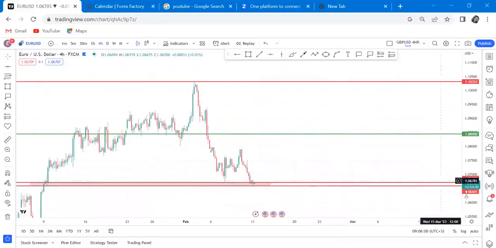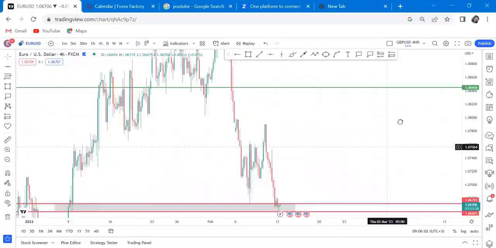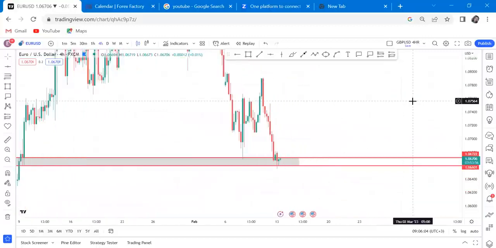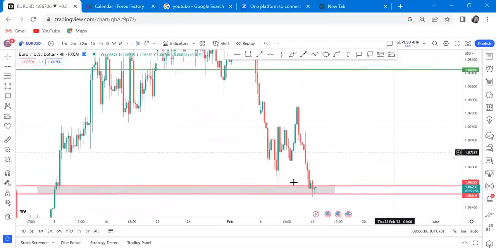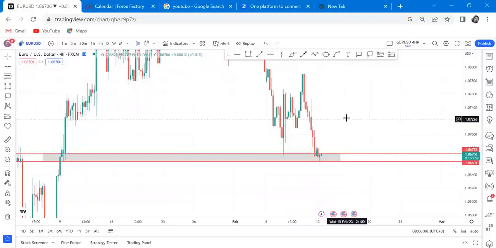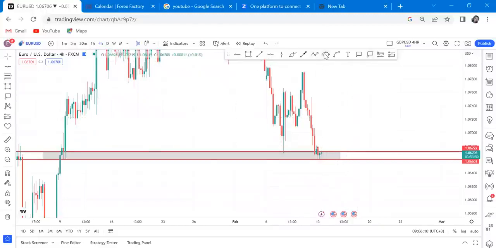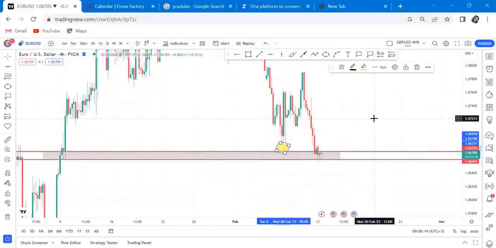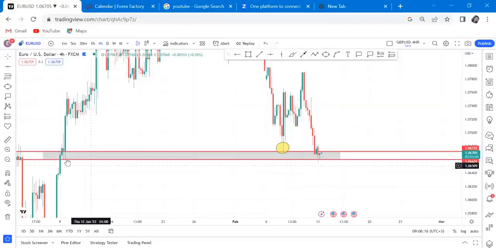So how do we now get involved? That is the question, guys. How do we get involved? As you can see, the market, after it touched here, we had first attempt. You can see we had first touch here. So even if we didn't have all of this, the double bottom was already created.